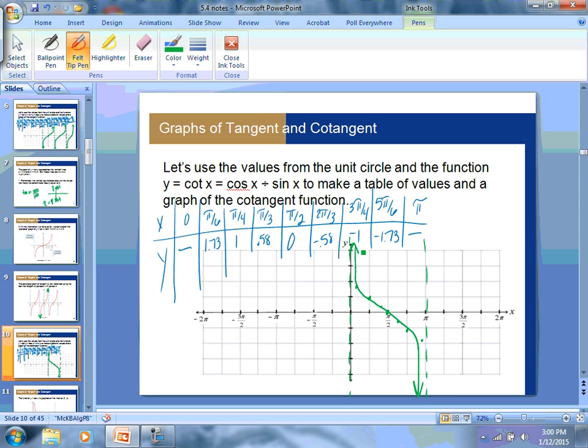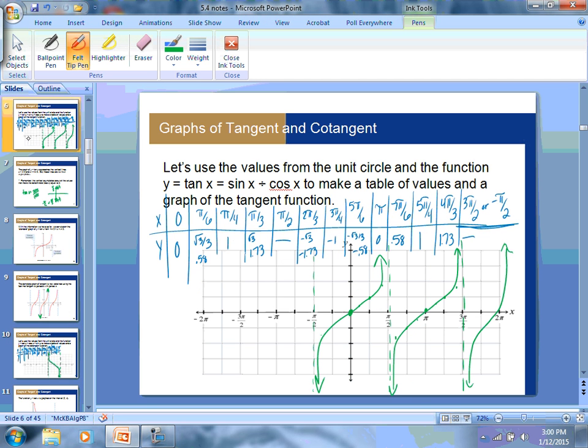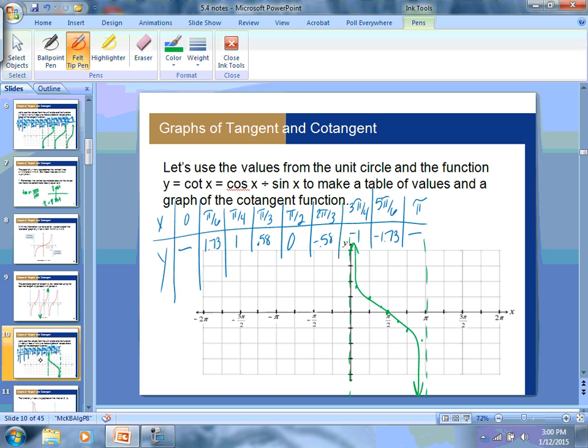So if I connect those, this is what the curve for a cotangent function would look like. So again, the period is pi. We go from 0 to pi. It's very similar to the tangent, okay? Except notice that it's shifted and it's going in the opposite direction. So my first asymptote for a cotangent function was at 0 instead of being at -pi over 2. And the end behavior is opposite from tangent to cotangent.